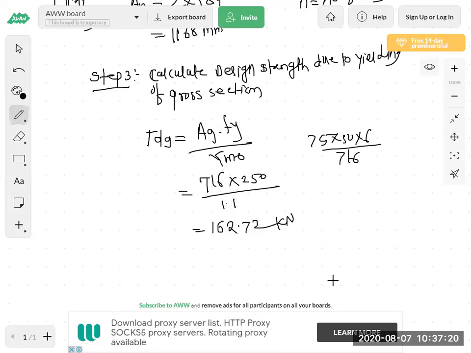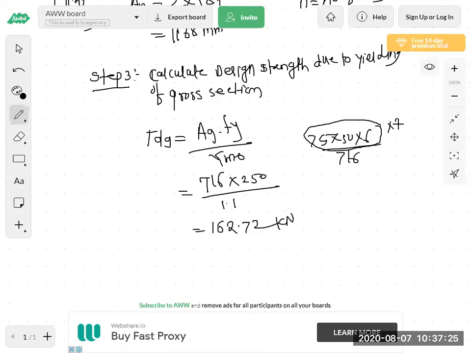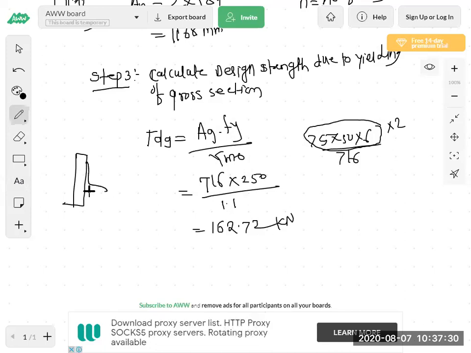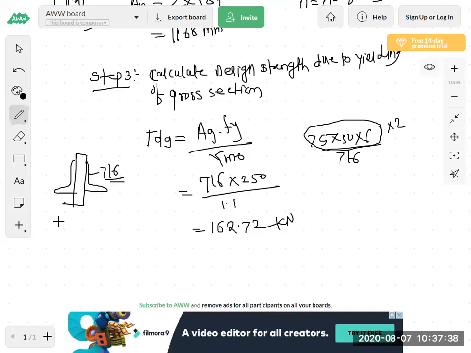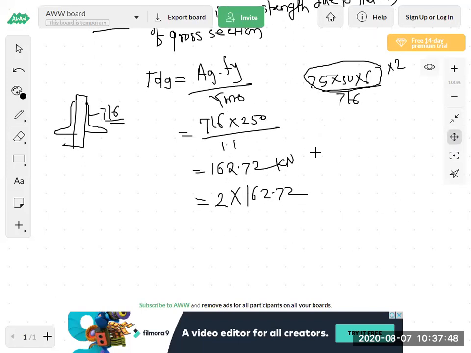But how many sections are given? Here 2 sections are given. The area of this section is 716, but these two sections will carry the strength. So again here, 2 into 162.72. Are you getting? Simple. Two angle sections are given, so these two angle sections will carry the strength.